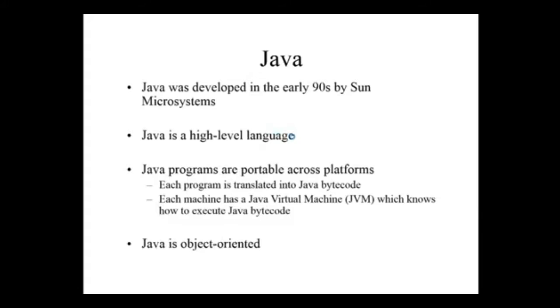So what is Java? Java is a high-level programming language which was developed by Sun Microsystems in the early 90s. As with any other high-level programming language like C# or C++, Java is also a high-level language, but it's a little bit different from other languages in the sense that it's a cross-platform programming language which you can develop and run on multiple operating systems like Windows, Linux, and Mac OS or any other operating system.